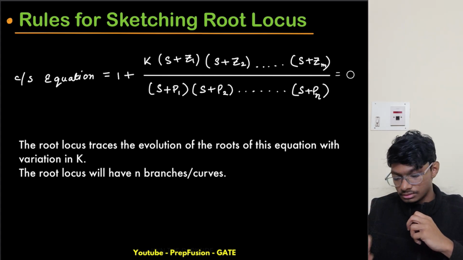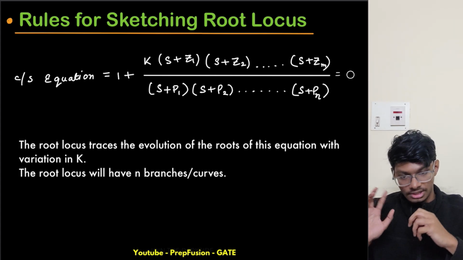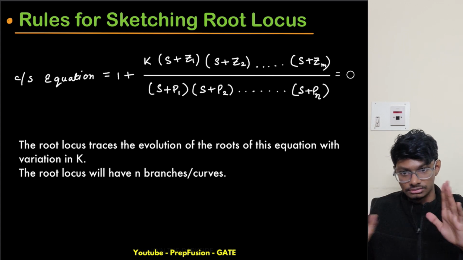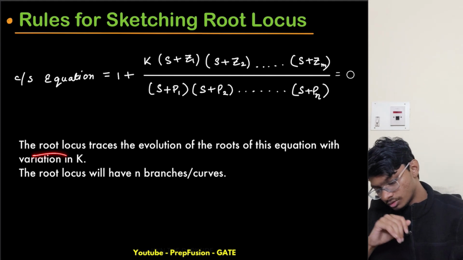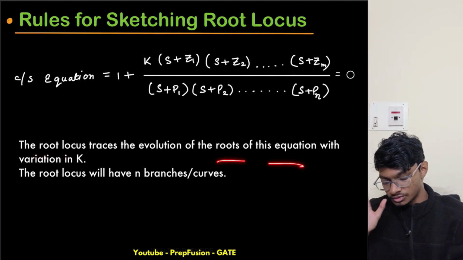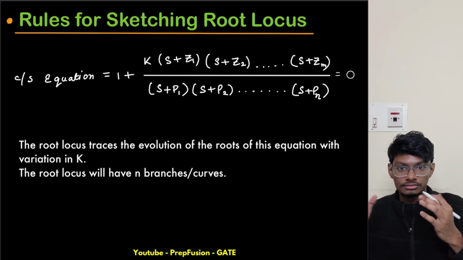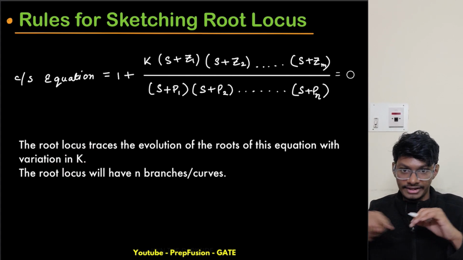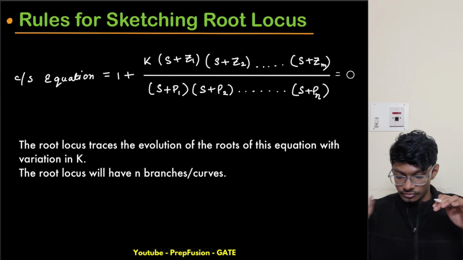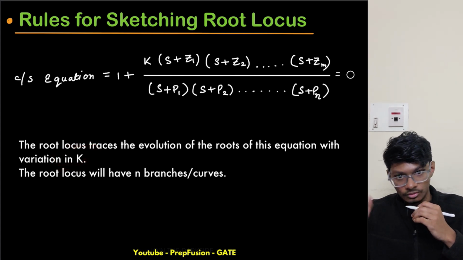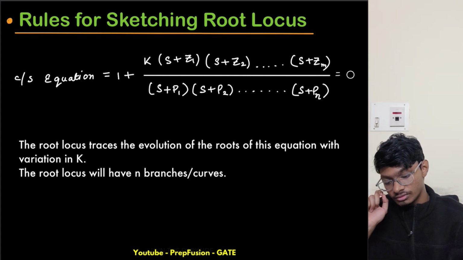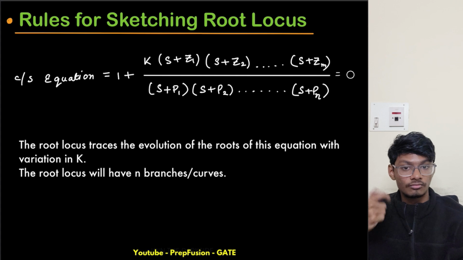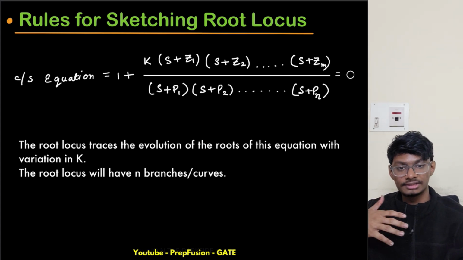So I have my characteristic equation, which is 1 plus k into s plus z1 and so on, this standard form, right? Here we have written that the root locus traces the evolution of the roots of this equation with variation of k. Obviously, the variation of roots of my closed loop system with respect to variation in k is what I plot in the root locus. So what is the axis of the root locus? It is the evolution of roots. What axis do we put roots in? Do we put them in imaginary and real?